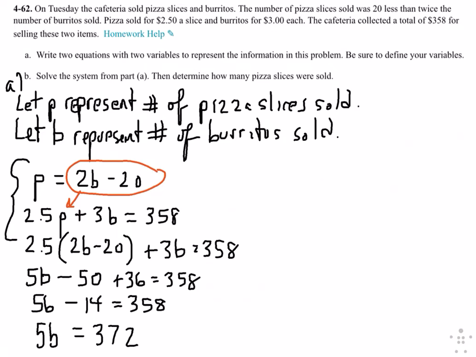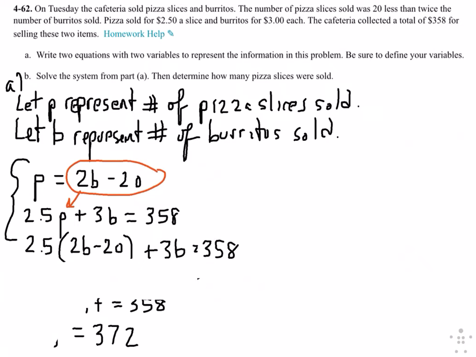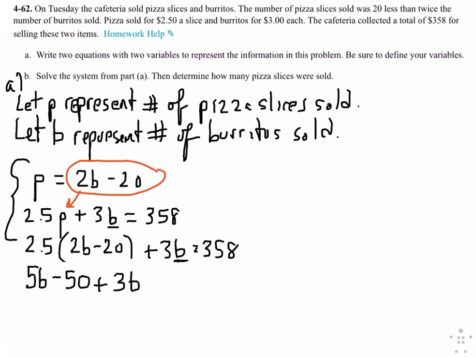Oh, wait, I made a mistake here. Okay, and you probably saw it, but I didn't see it until just now when it didn't seem like it was working. Let's go back to here. And the reason I'm not starting the video over is because we make mistakes, right? You need to realize. So this B right here looked like a 6, right? But it's not, it's a B. Okay, so this becomes 5B minus 50 plus 3B, not 36, equals 358.